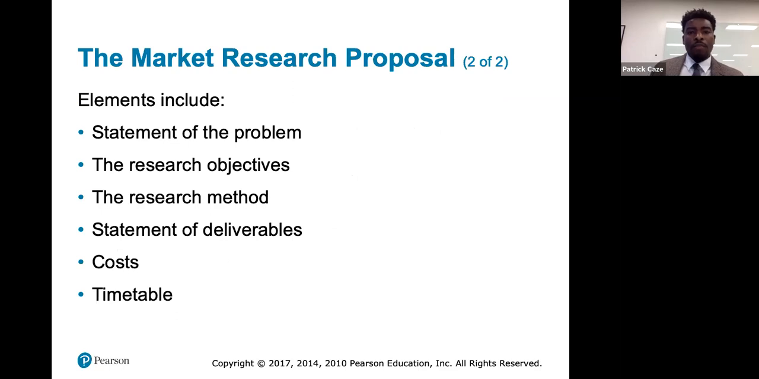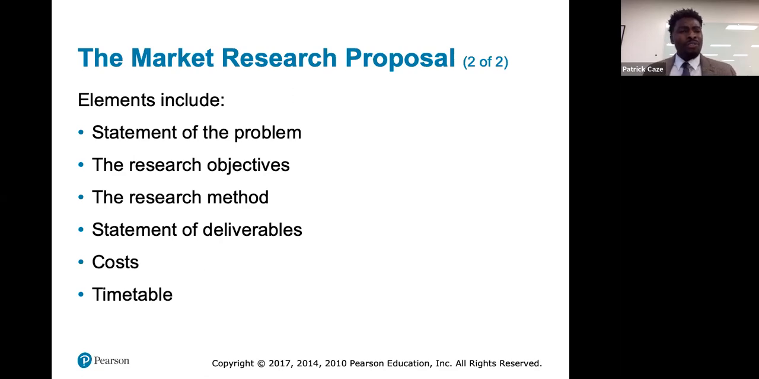All right. So within the market research proposal, you have the statement of the problem, the objectives, the method, the deliverables, the cost, and the timetable. So basically, this is your problem. This is what we did as far as looking at the things that we think are part of your problem. This is how we went about tackling your problem, how we came to some of the conclusions we did. Here are all the things that we found: exhibit A, exhibit B, exhibit C. This is how much it's going to cost to fix your problem, and how long it's going to take.